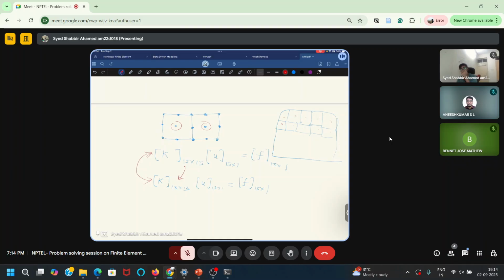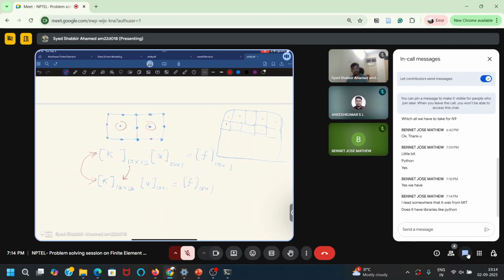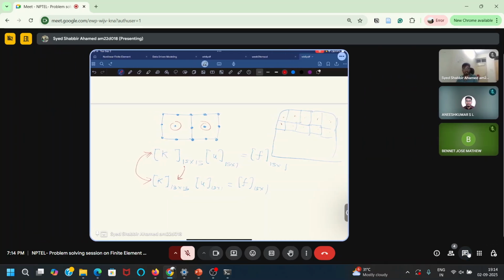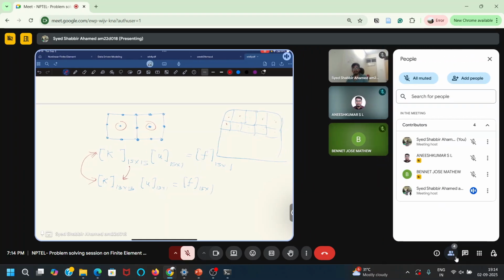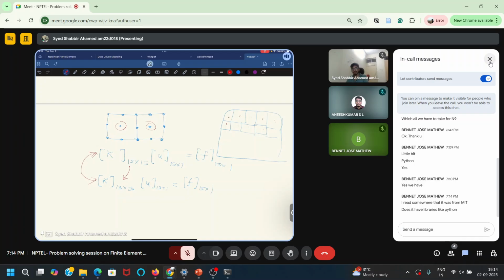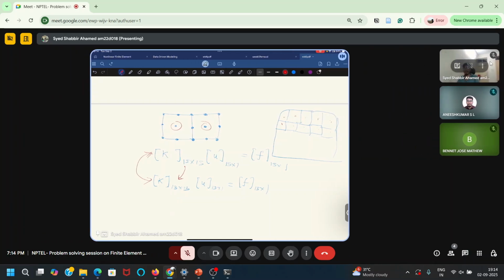I used Julia when I was doing a finite element course in my masters. My professor introduced Julia to us, and he made us code all the finite element in Julia. Yeah, it has a lot of libraries, like Python. The only thing is, Python has a very huge community. Julia also has a community, you can go and search, but Python is widely used compared to Julia.